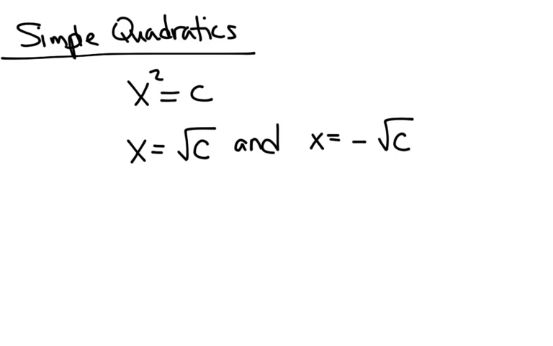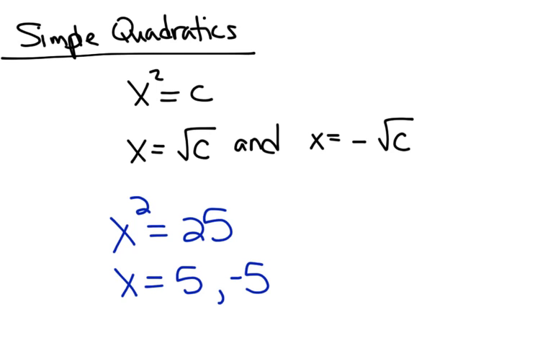Sometimes the quadratics we get are called simple quadratics. Simple quadratics are the ones where x squared is just equal to a number. So if x squared is equal to c, then x either has to be the square root of c or has to be negative square root of c. In other words, if you have x squared is equal to 25, then x either has to be 5 or negative 5. The reason that it's 5 or negative 5 is because remember that squaring a number always gives you a positive. So 5 squared is 25, but negative 5 squared is also 25 because it's negative 5 times negative 5.